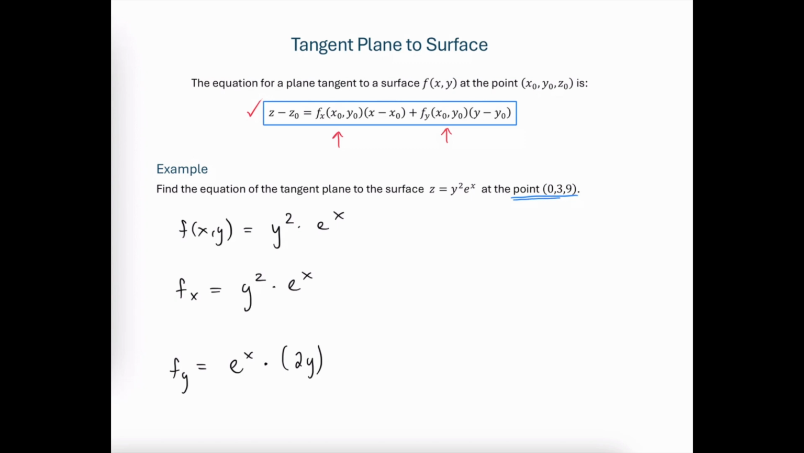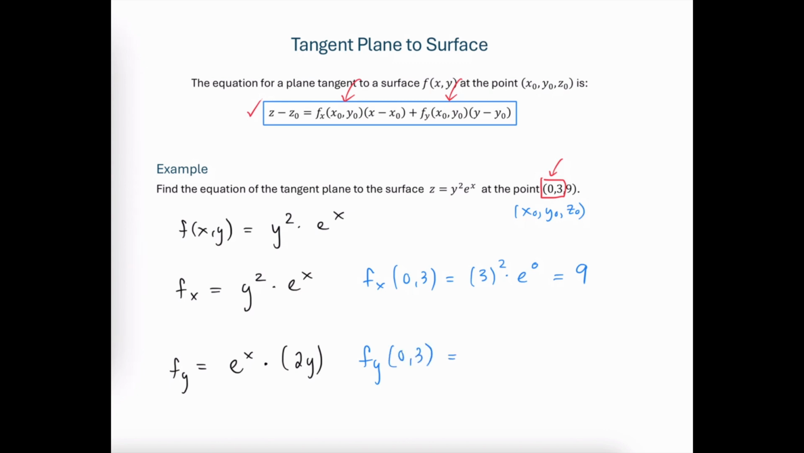So when we're looking to find that tangent plane at a given point, we're going to use this ordered triple as the x naught, y naught, z naught values, and 0, 3 are the x naught, y naught values that get plugged into these partial derivative functions. So let's evaluate our first partial with respect to x at 0, 3. So we plug in 0 for all the x's and 3 for all the y's. So plugging in 3 for y, we're going to get y squared, plug 3 in for that, times e to the x, plug 0 in for x. E to the 0 is 1, 3 squared is 9, and so this is going to just be equal to 9.